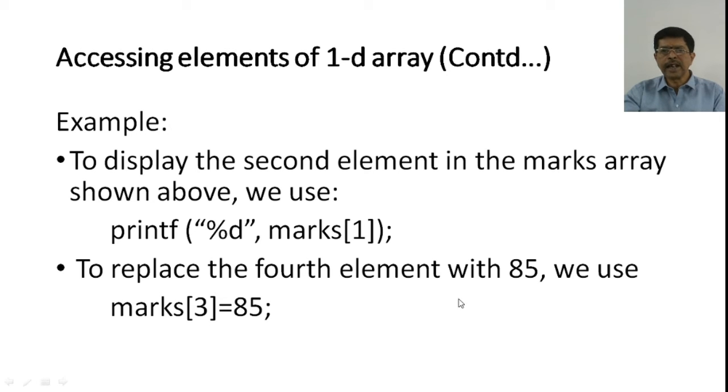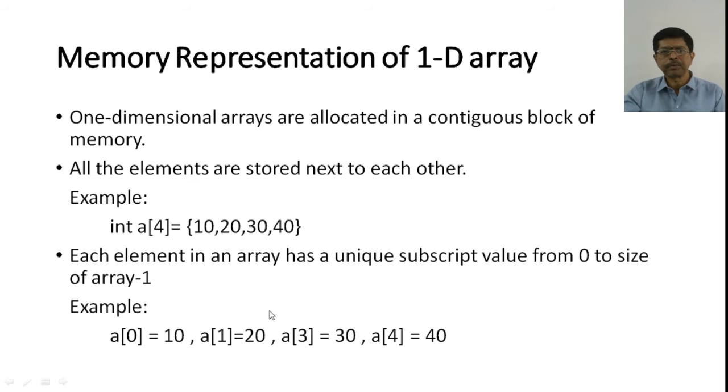To display the second element in the marks array, we can use printf("%d", marks[1]). So 0 is the first element, so marks[1] is nothing but the second element. And to replace the fourth element with 85, we use marks[3] = 85. So this 85 value will be stored in the array called marks at the fourth place.